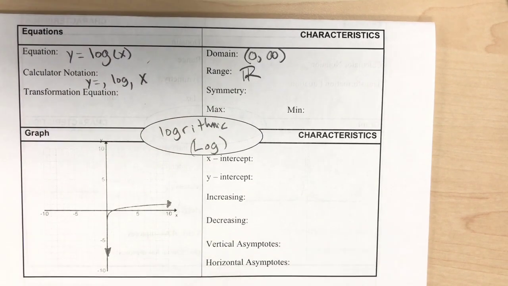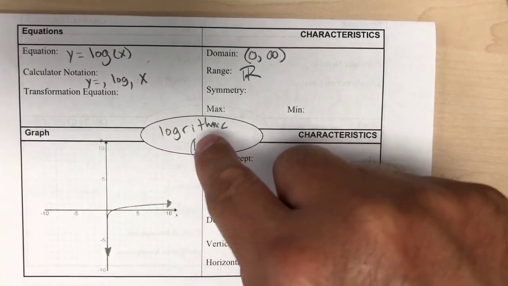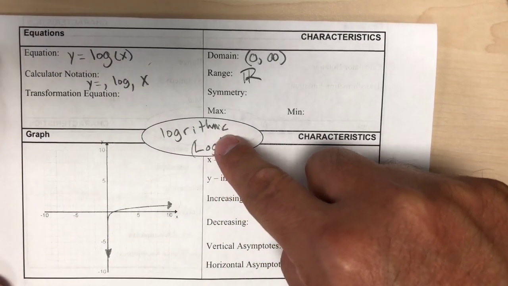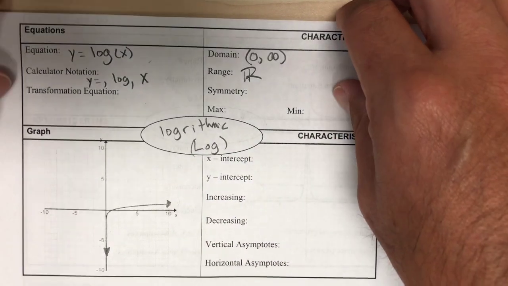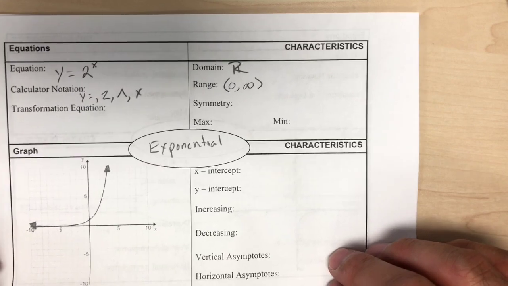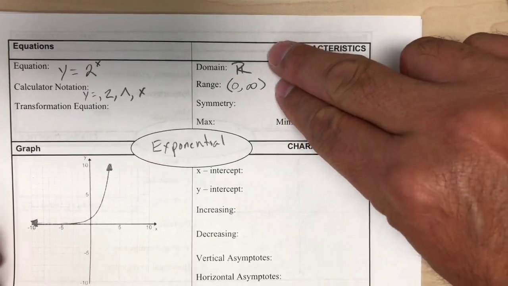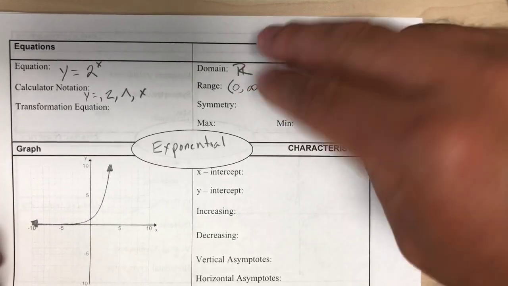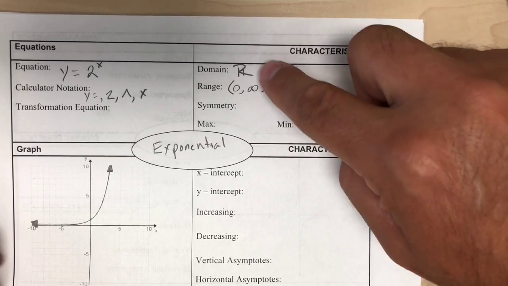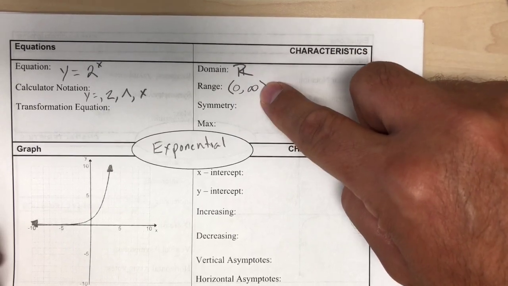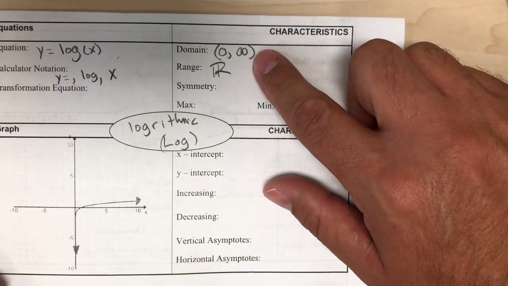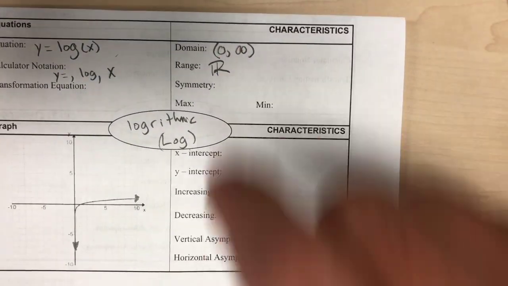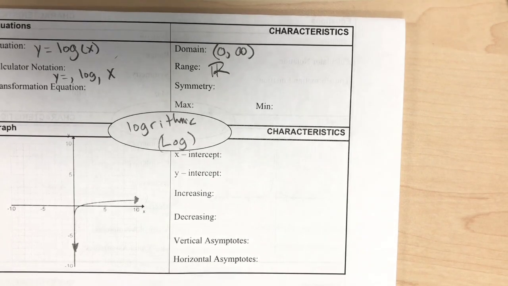Okay, what I want you guys to notice is a log function is the inverse of an exponential function. So look at the domain and range. So when we have an inverse, those two just swap. Okay, so we had all reals for the domain, 0 to infinity for the range. Here we now have 0 to infinity for the domain and all reals for the range.